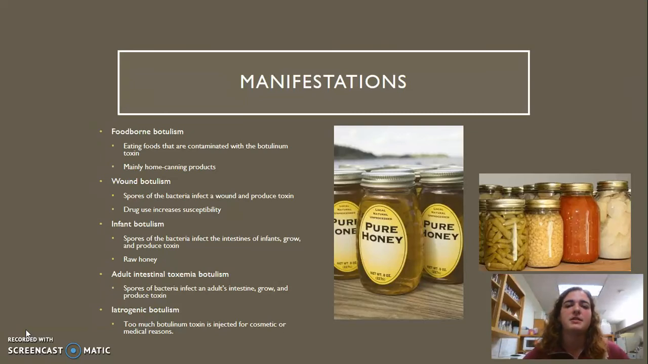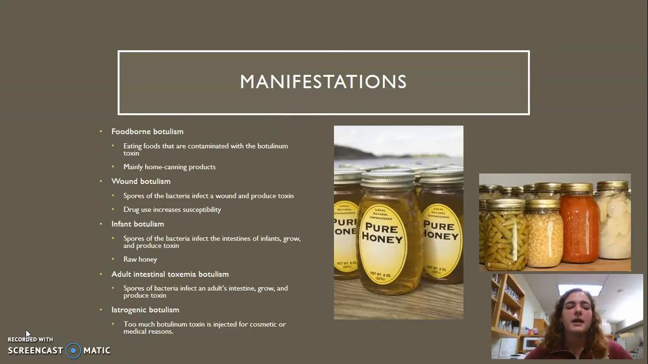There's 5 manifestations of this disease, the most common being foodborne botulism. And so that's from eating contaminated food that has the botulism toxin in it. And this mainly comes from home canned products. So any home canning vegetables or foods that weren't canned properly could have this contamination in it. Wound botulism is another one that can occur, and this is when the bacteria infects open wounds and the toxin is released. And so this mainly occurs with intravenous drug users just because they have those open wounds on them.